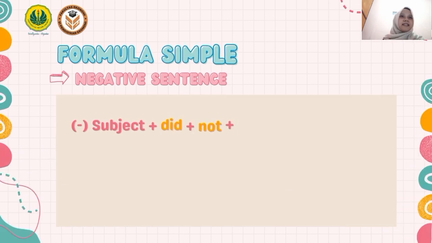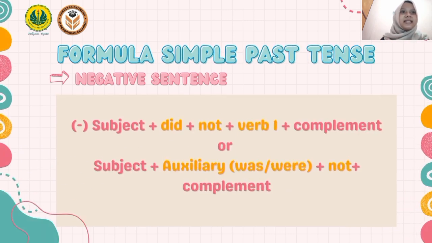And then for the negative sentence, there are subject plus did not plus verb 1 plus complement. So the verb is verb 1, not verb 2. Or subject plus auxiliary, was or were, plus not plus complement.